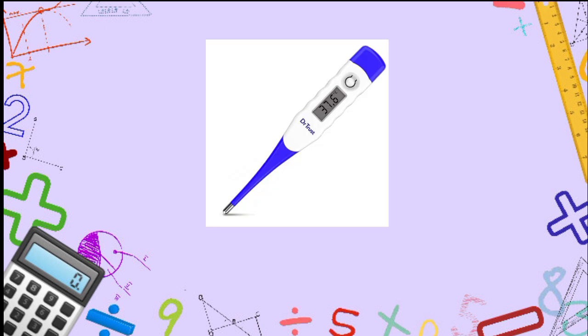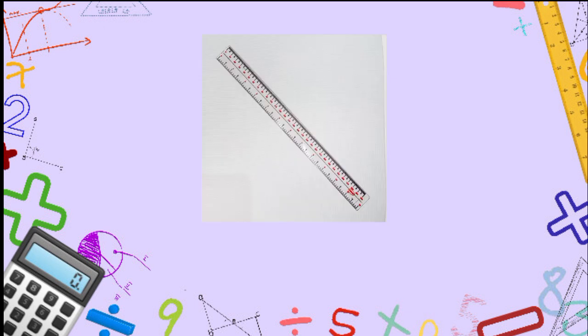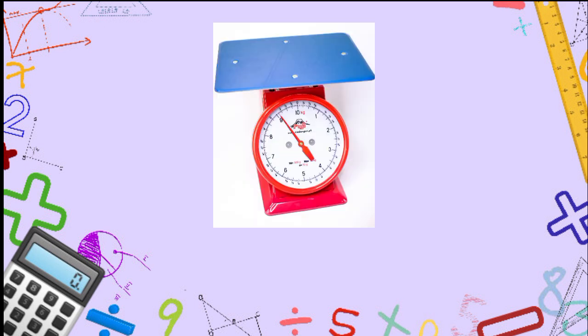Based on the screen, what object is it? Very good! It's a digital thermometer. And the digital thermometer can measure temperature. How about this measuring tool? Very good! This is a ruler, and a ruler can measure length.